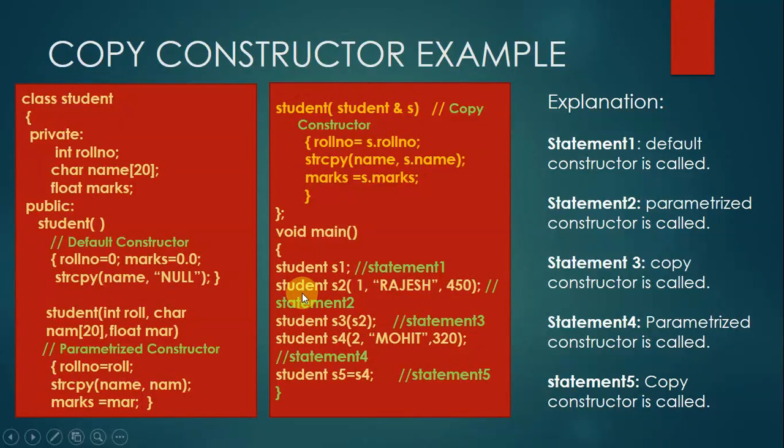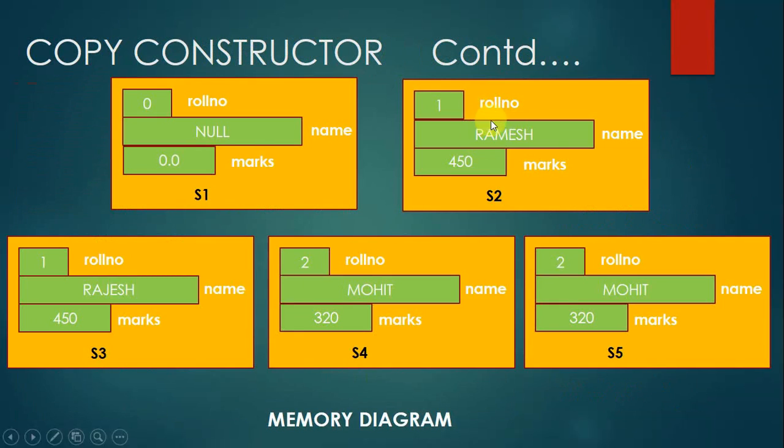Now in the second statement, I'm saying student S2 1 comma Ramesh comma 450. In this statement, I'm passing the values of data members as arguments. So in this case, the parameterized constructor will be called because there's one-to-one correspondence of the parameters. So roll number will take 1, name will take Ramesh, and marks will take the value 450. These values will be assigned to the data members of the object S2. You can see here my object S2 is created, and roll number will get the value 1, name will get the value Ramesh, and marks will get the value 450.